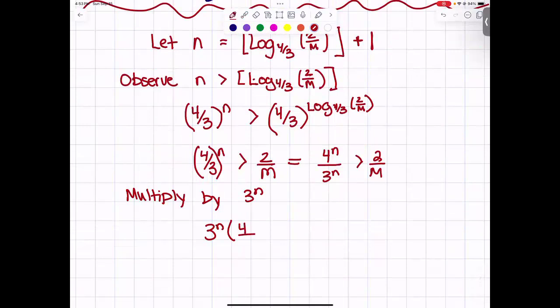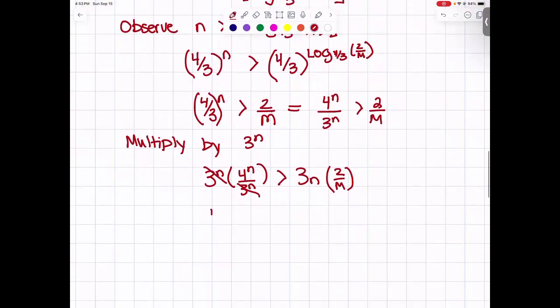4 to the n, 3 to the n, greater than 3 to the n, 2 over m. And we're going to go ahead and simplify what that says right there to make our life a little bit easier as well. So 4 to the n is going to be strictly greater than 2 over m times 3 times 3 to the n.